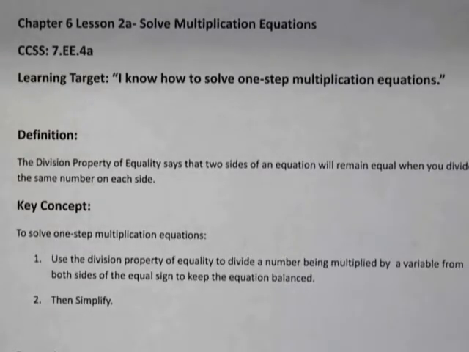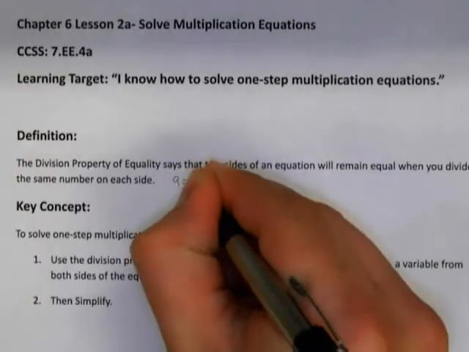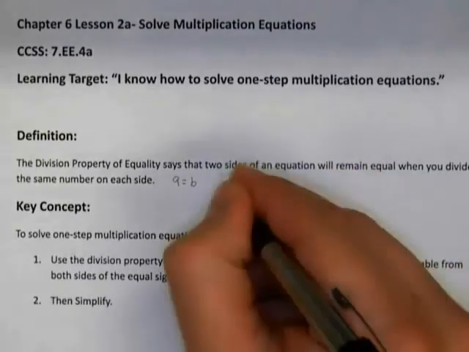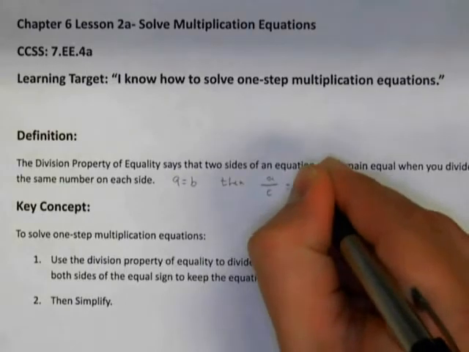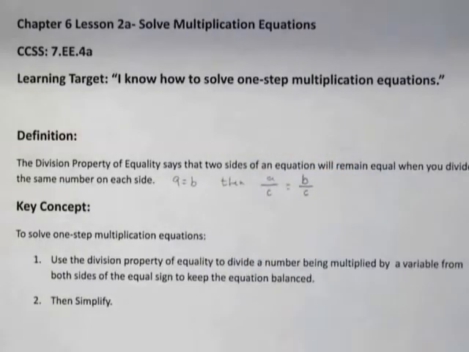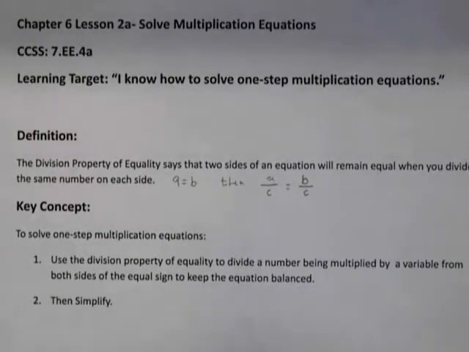So the definition of the division property of equality says that two sides of an equation will remain equal when you divide by the same number on each side. So if A equals B, then A divided by C is still going to equal B divided by C. That'll be the same thing here. If A is equal to B, then when you divide A by C, you're doing the same thing over on the other side. It's going to stay the same.